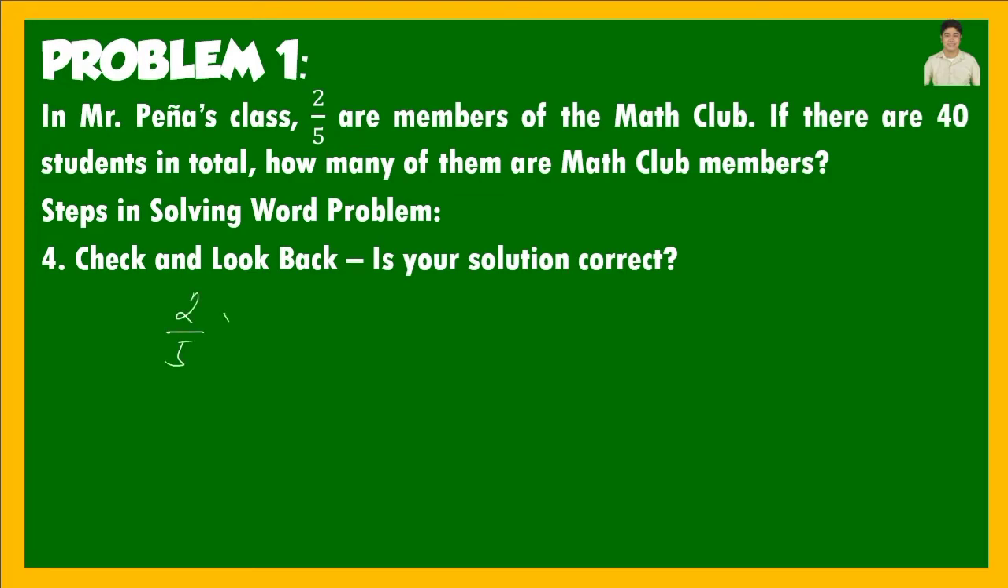2/5 times 40, that is equal to 16. And then kapag gumamit nga tayo ng cross multiplication or cancellation method, yung 5 magiging 1 na lang kasi yung GCF ng 5 and 40 is 5, and then 40 magiging 8. And then multiplying the remaining factors, 2 times 8 we have 16 over 1, is equal to 16. 16 over 1 or divided by 1, that is 16 equals 16.